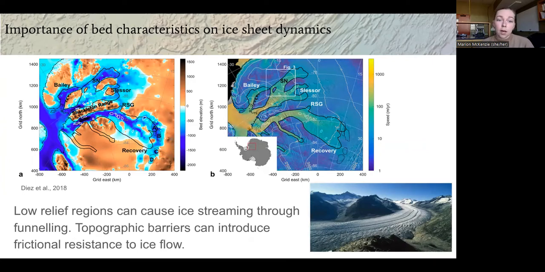This is an indication that low relief regions can cause ice streaming through a process called funneling. As ice moves into low elevation regions, it can become thicker, which can induce pressure-based melting, which induces sliding and meltwater at the bed. Conversely, if we consider topographic barriers or bumps in the subglacial environment, this can introduce frictional resistance to ice flow. The relationship between the bed and overlying ice doesn't have a linear relationship, and instead, these two have a relationship that is difficult to constrain and often changes between ice systems and different glacial factors.